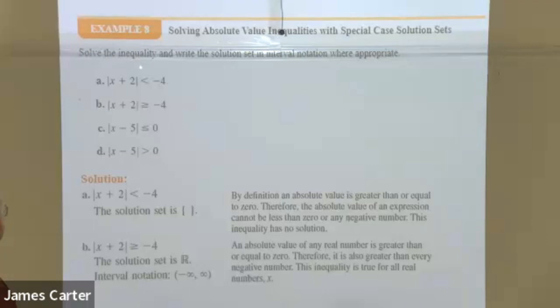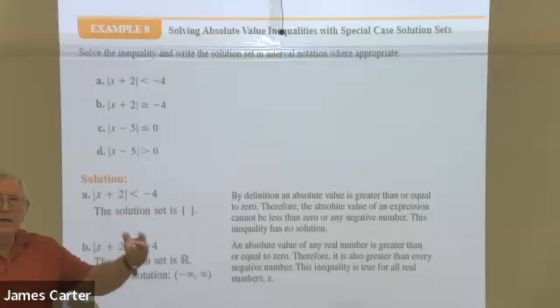Now, here are 4 problems. Less than a negative, greater than or equal to a negative, less than or equal to 0, greater than or equal to 0. Problem A. In this case, there is no solution because an absolute value cannot be less than a negative because it can't be negative. Okay, on B. In this case, since it says greater than -4, any real number will work. So it's all real numbers.